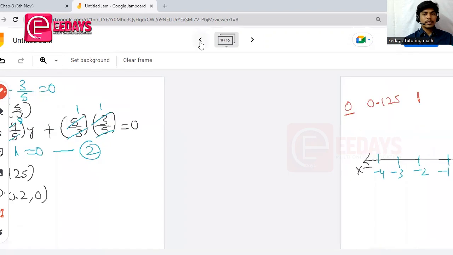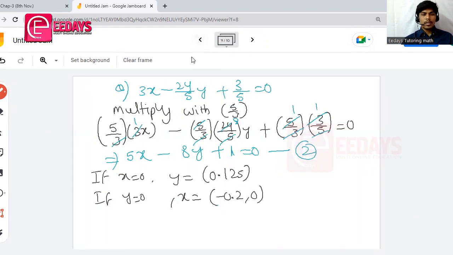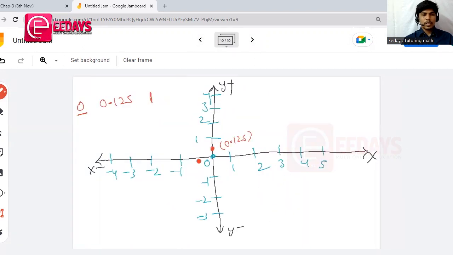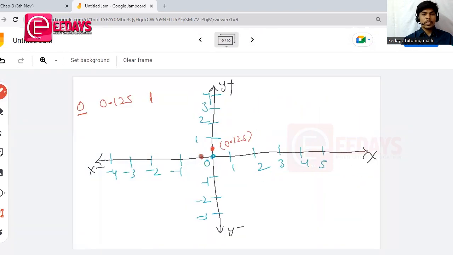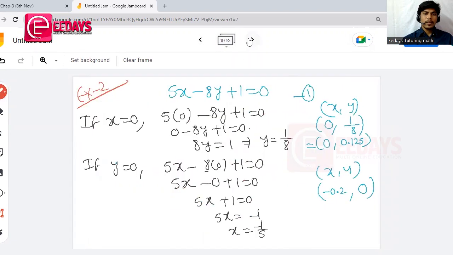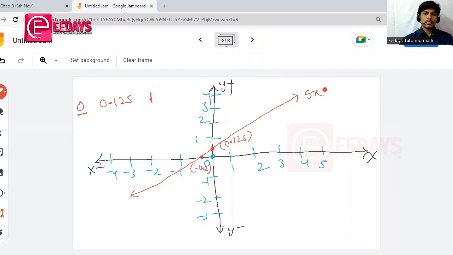And the second point: if y is equal to 0, x is equal to minus 0.2. Minus 0.2 lies here, because y is equal to 0. Okay, I'm joining both lines. So this is the equation, what equation? 5x minus 8y plus 1 is equal to 0.